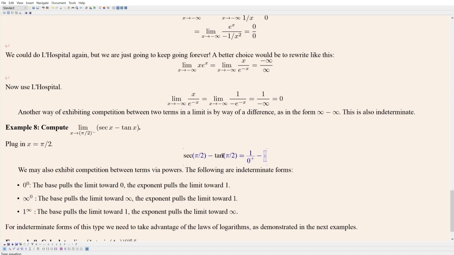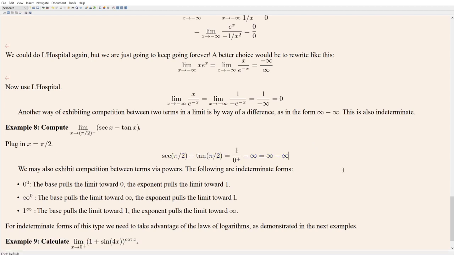As for tangent, tangent at pi over 2 is positive infinity, because this is where it has a vertical asymptote. And again, since we're approaching from the left, it goes to positive infinity. If we were approaching from the right, it would be negative infinity. In any case, this is positive infinity, and we're subtracting another positive infinity from it. So it's indeterminate of this form.